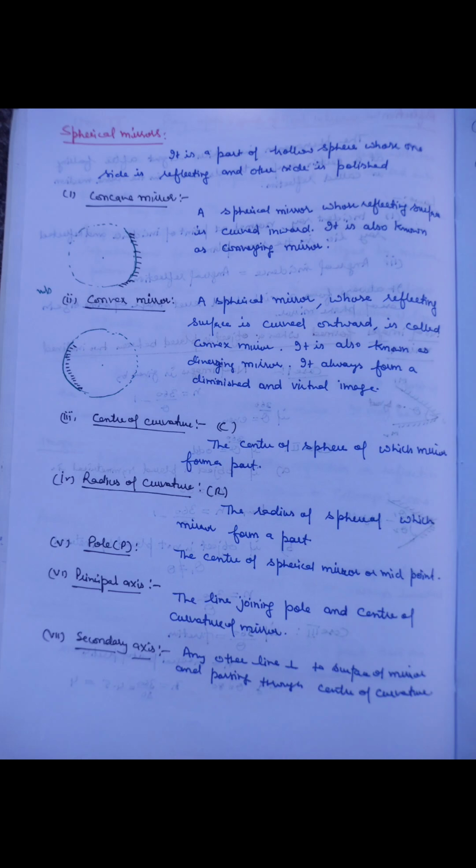The center of the sphere of which the mirror forms a part is called the center of curvature, and its radius is called the radius of curvature. The midpoint of a spherical mirror is called the pole. The line joining the pole and center of curvature is called the principal axis. The point on the principal axis at which a narrow beam of light parallel to the principal axis, after reflection or refraction, appears to come from or meet is called the principal focus. The distance of the pole and principal focus is called the focal length.